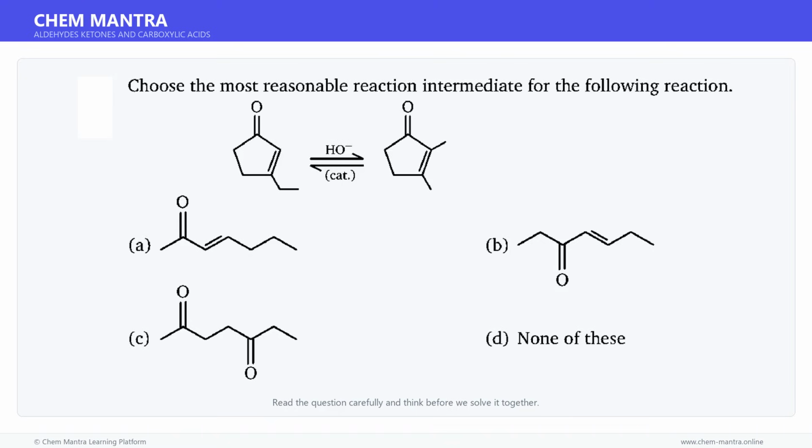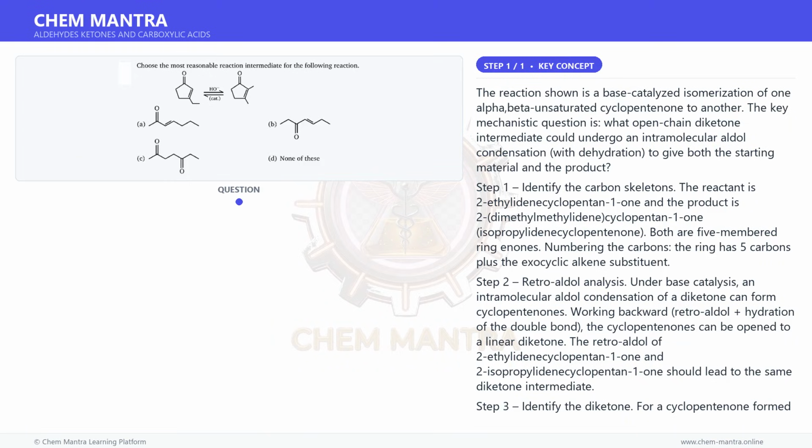Here is a question. Read it carefully and think about the answer. Let us solve it step by step. Let us first understand the key concept here. The reaction shown is a base-catalyzed isomerization of one alpha-beta-unsaturated cyclopentanone to another.